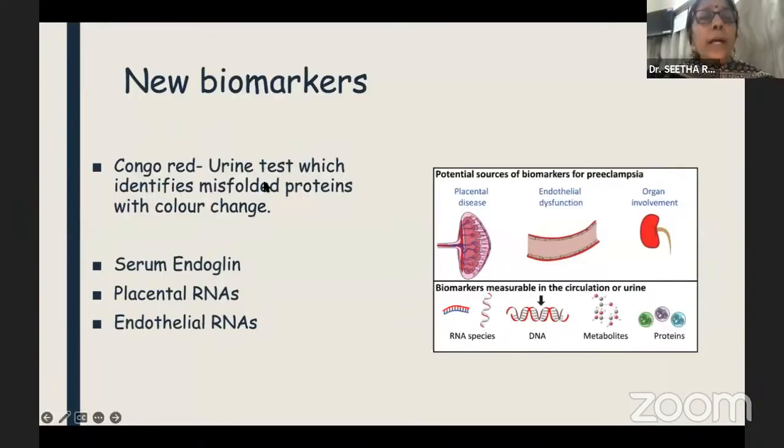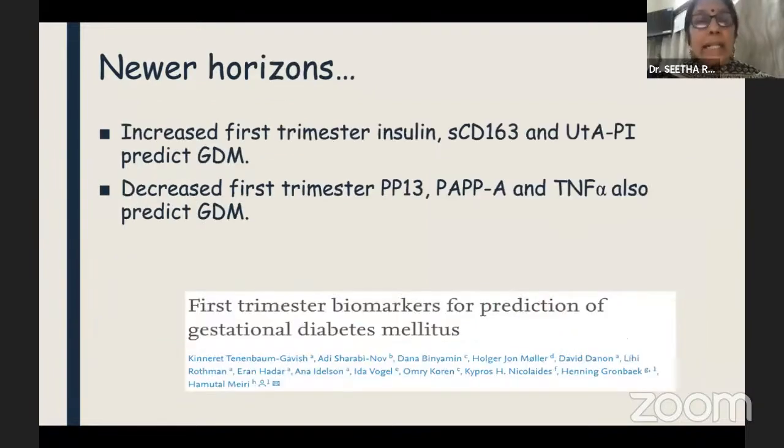What about the other new biomarkers that have come up? Congo Red is a very good bedside urine test, which identifies the misfolded proteins in women who are bound to develop preeclampsia. It comes like a urine pregnancy test where you look at the urine sample and can see whether this lady is going to develop it. So that is coming up in a big way. But there are other biomarkers as well, like serum endocrine, placental RNAs, and endothelial RNAs. Basically, as we know, these are all in the circulation, and there's a genetic etiology for this. So we are looking at whether this woman is predisposed to develop preeclampsia, and we can find it much earlier rather than later when she already has the disease.